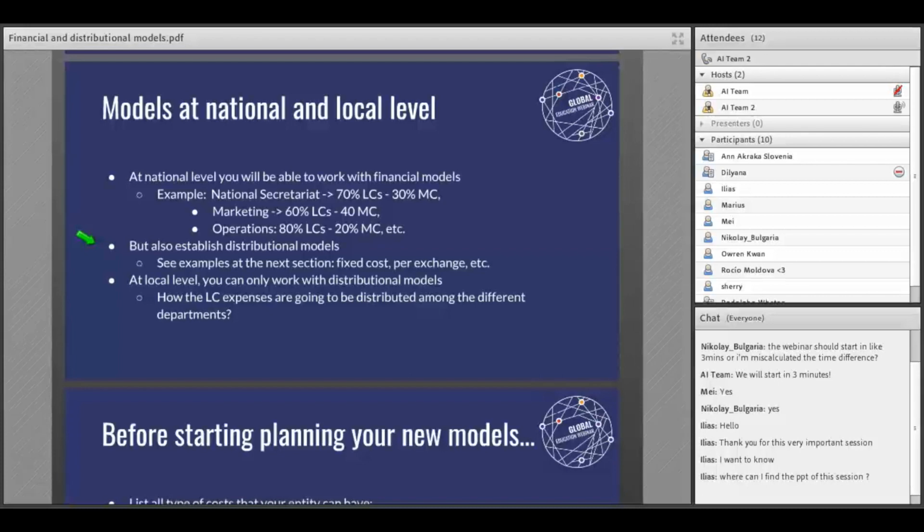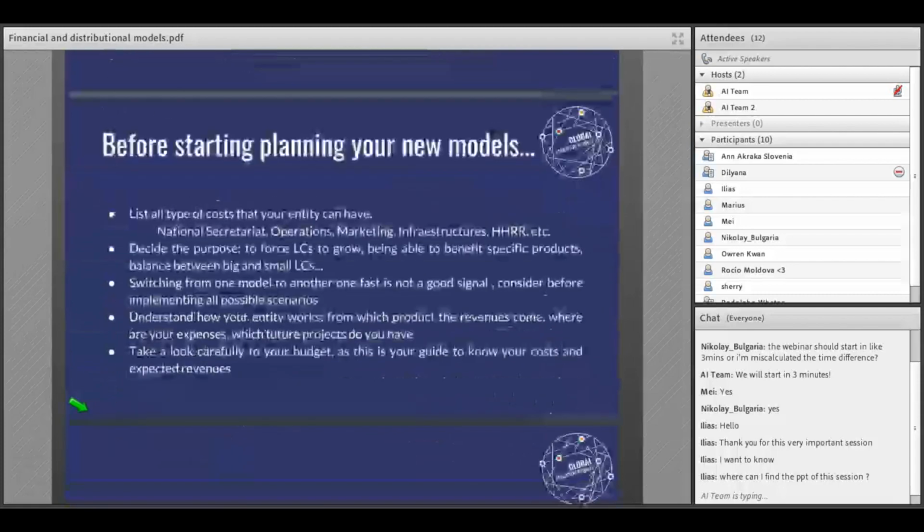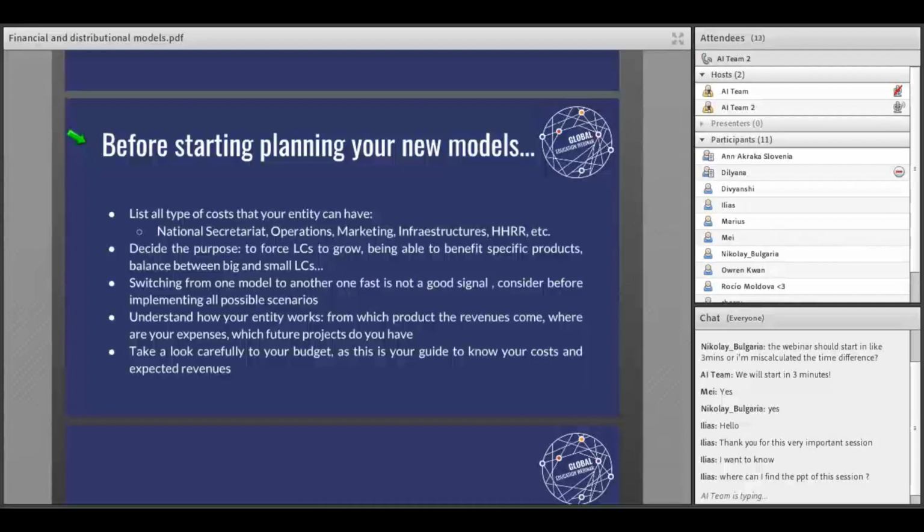So going back to the distribution models, see examples in the next session. I'm going to talk about it in the next slide. At the local level, most of the time you would only work with distribution models. So you need to know how the LC expenses are going to be distributed among different departments.